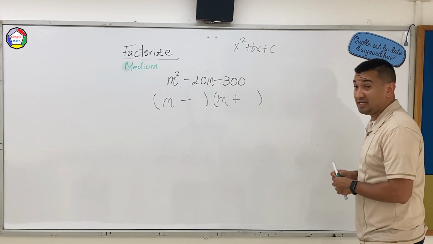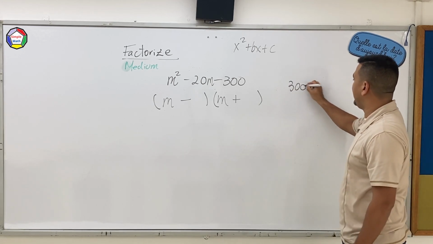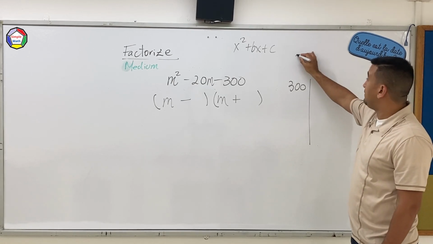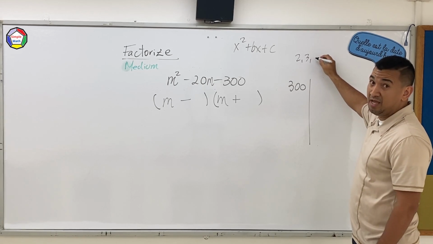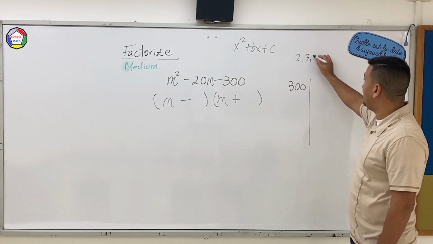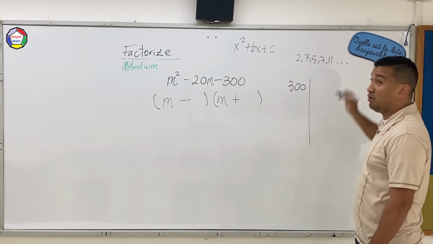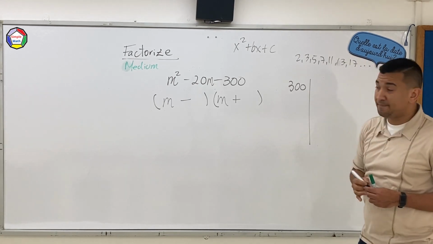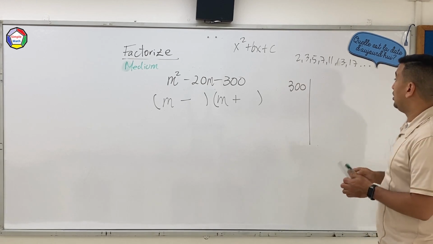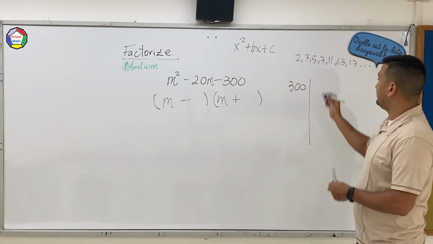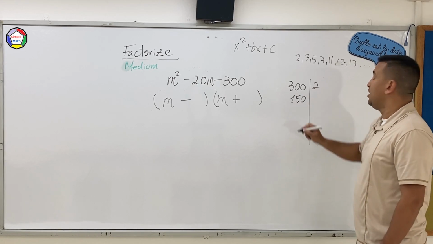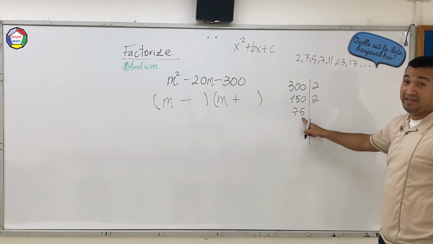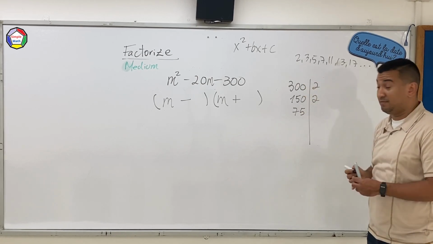So I'm going to do prime factorization of 300. 300 is divisible by 2. Remember, we always divide by prime numbers: 2, 3, 5, 7, 11, 13, 17, and so on. So I'm going to start in order. 300 divided by 2 is 150. 150 divided by 2 is 75. 75 is not divisible by 2, so 75 is divisible by 3.